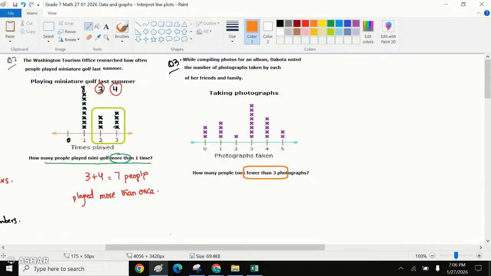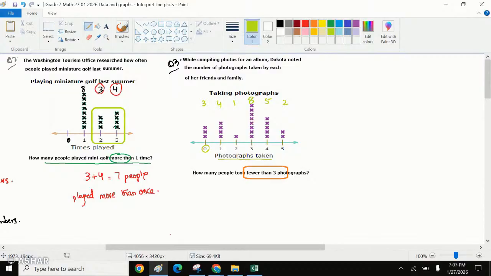See, on the x-axis it says photographs taken. Zero photographs were taken by 3 people, 1 photograph was taken by 4 people, 2 photographs were taken by one person, 3 photographs were taken by 8 people, 4 were taken by 5, and 5 photographs were taken by just 2 people, right?